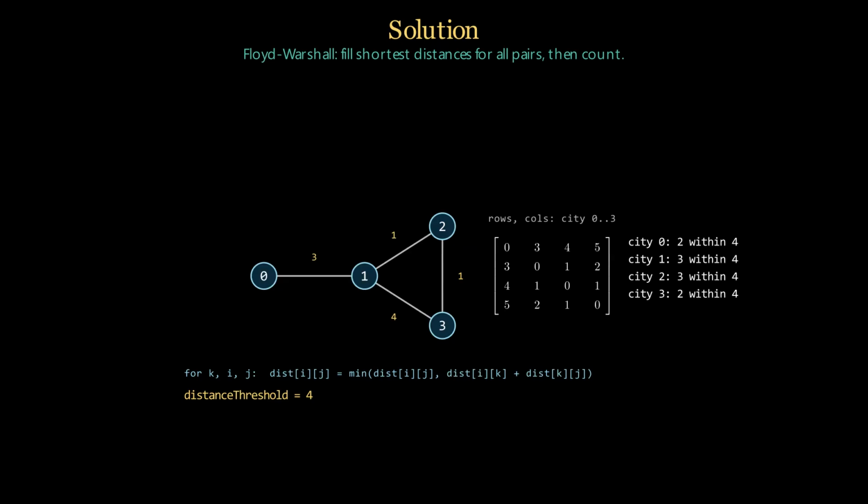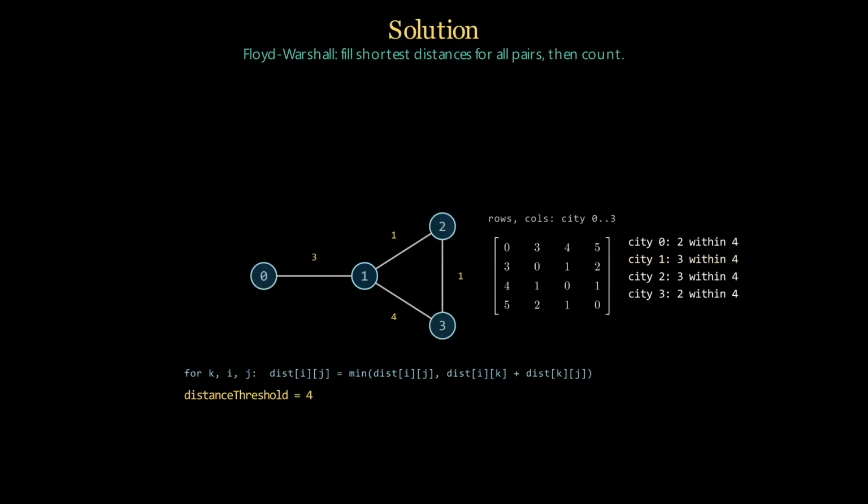Finally, scan each row of the finished table. For city i, count every j not equal to i where the shortest distance is at most the threshold. Tally city 0: the row shows 3 to city 1 and 4 to city 2, both at most 4, 5 to city 3 is over the threshold, so 2 neighbors.